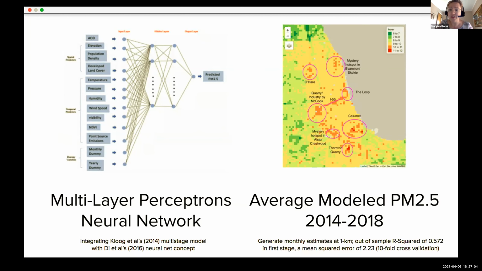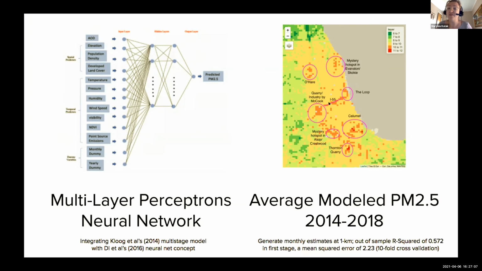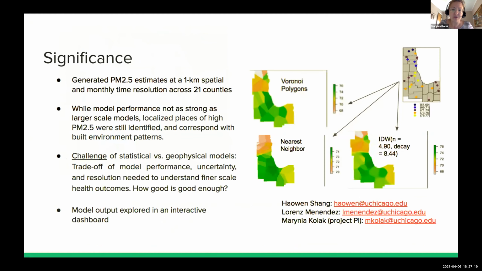And from those averaged results, we see a lot of places that make sense. It turns out a lot of quarries in the suburban areas of Chicago have slightly elevated PM 2.5 levels when you're averaging it over time. O'Hare, I-55, that sort of thing.